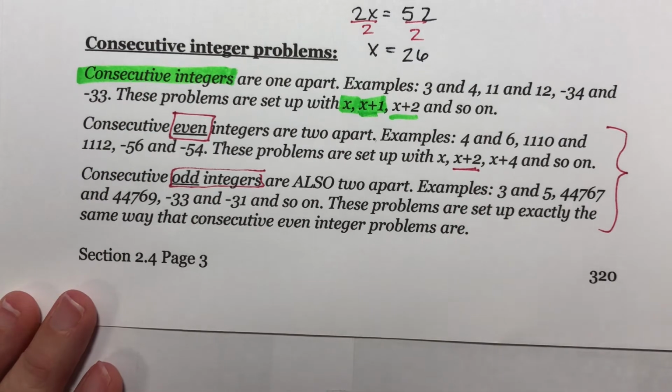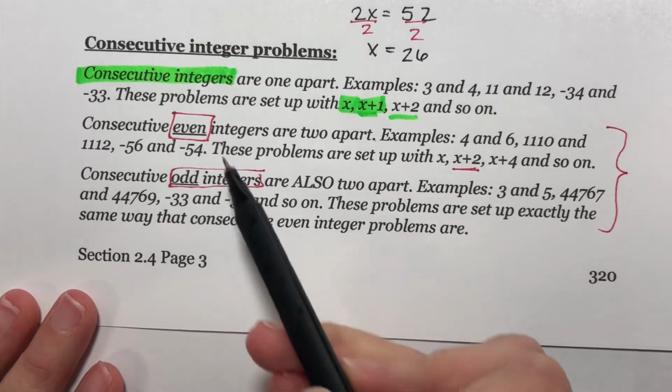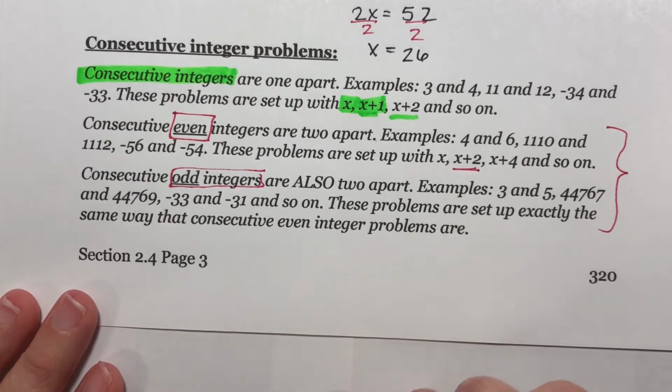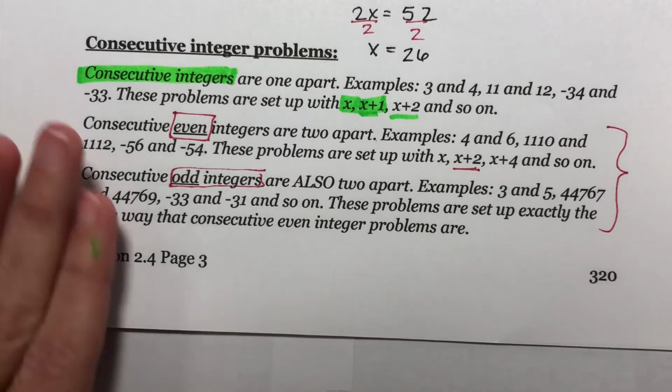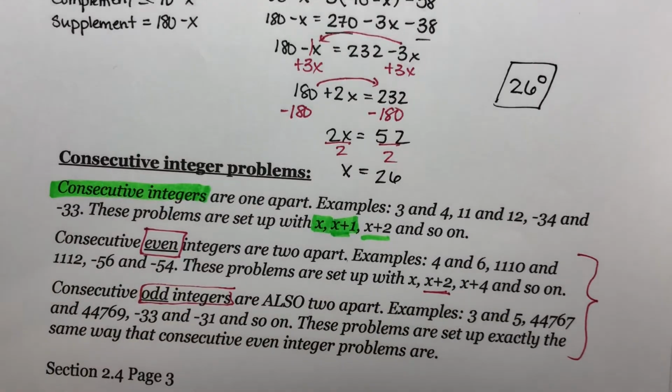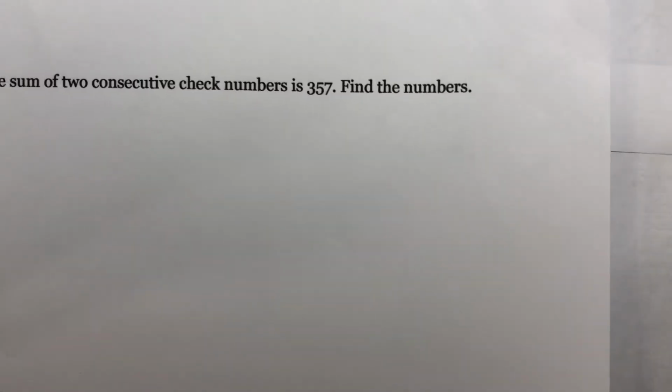The only time you really want to worry about whether it says even or odd integers is at the very end when you go to check to see if your answer is reasonable. If the original problem says you should have even answers, you need to have even answers. If the original problem says you need odd answers, you need odd answers. So let's look at a couple of problems where we work with these. All right, so the first one.